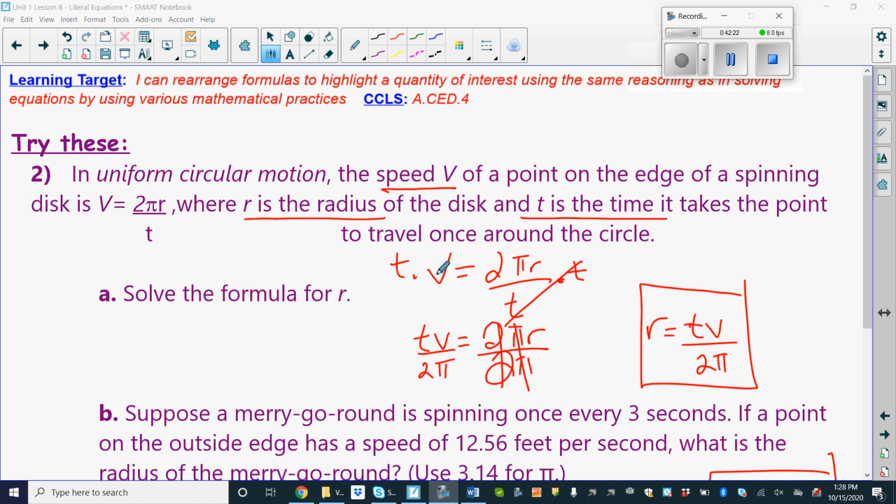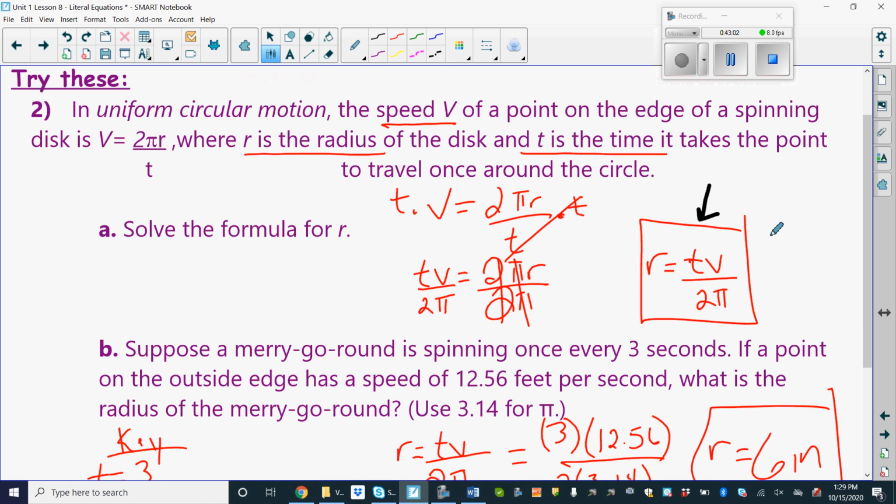So I took the equation, it was v equals 2 pi r over t. T is in the denominator, so you have to use multiplication to undo the division. So you multiply each side by t, and you're left with tv equals 2 pi r. Now to get the r alone, which is our goal, I divided by everything that's not r, which is 2 pi. And I now have to divide this side by 2 pi. So here the 2's and the pi's cancel out, and I'm left with r equals tv over 2 pi, which is our answer here.